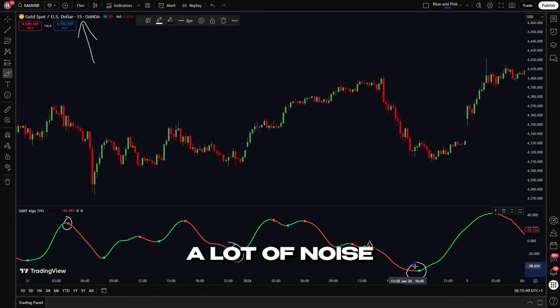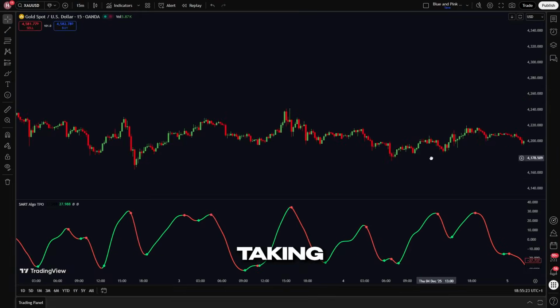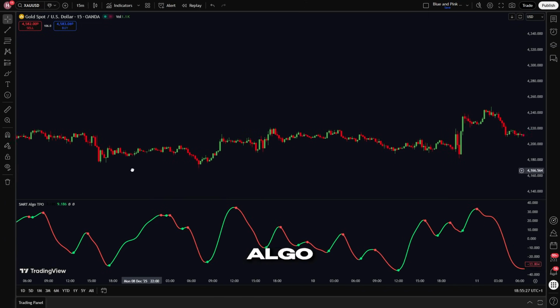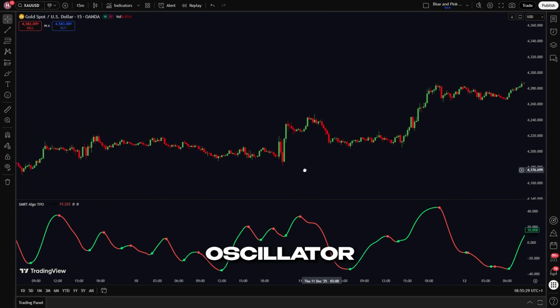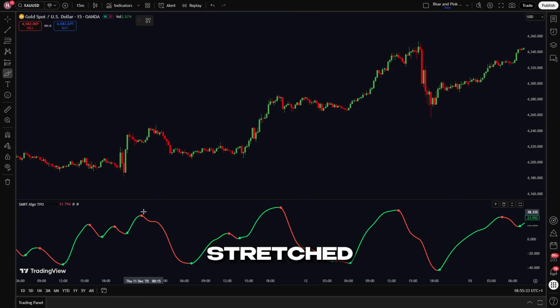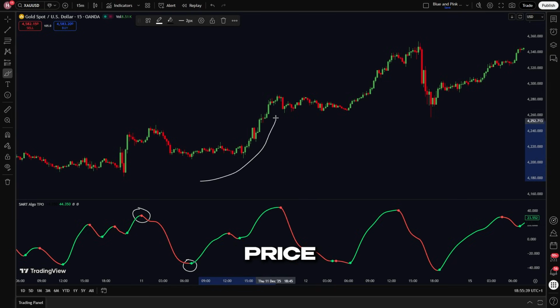It filters out a lot of noise while still giving consistent opportunities, and this approach works across Forex, indices, crypto, and stocks. Before taking any trades, it's important to understand what the TPO actually does. The SMRT Algo TPO is not a random oscillator. It's designed to identify trend pivots, meaning moments where momentum becomes stretched and is likely to reset. When the market is overbought, price has pushed too far too fast. When it's oversold, price has dropped aggressively and is often due for a reaction.